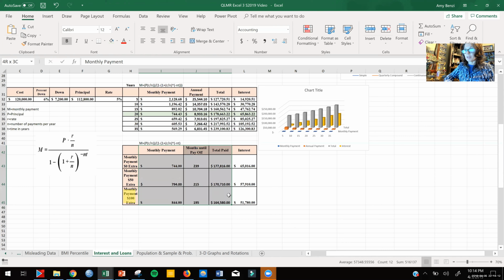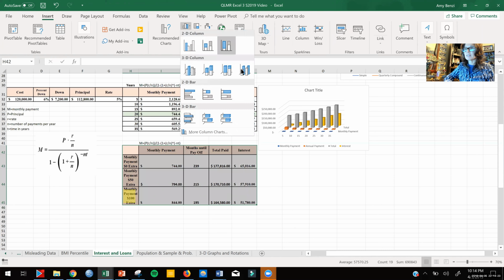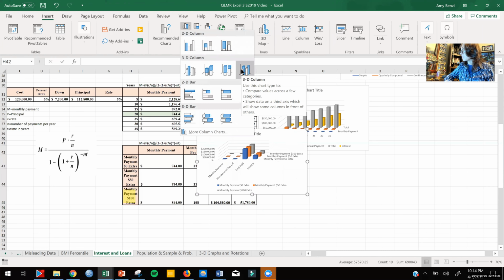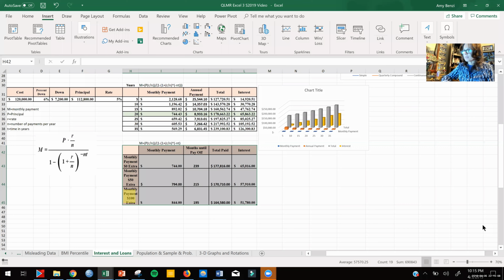I am going to grab all of this data. I don't know if I can use all of these cells? I think I can. And I am going to insert a 3D column chart. So let's see, monthly payment. Oh, okay, so I've got more stuff than I want here. Let me pause this and make sure what I have going here. Okay, I see why this one doesn't look like the one I did earlier. It's because these months until payoff, I do not want that in my chart.